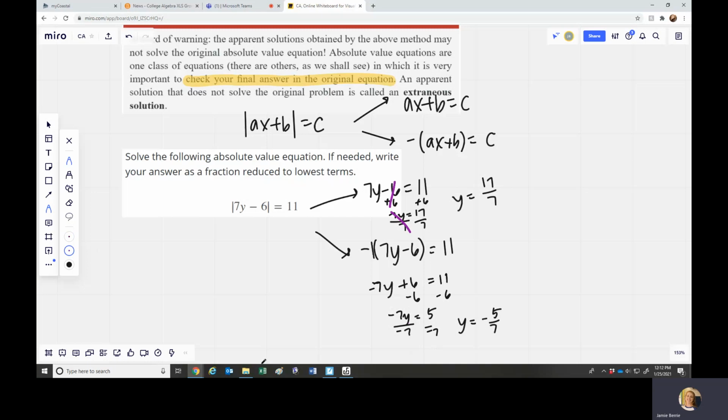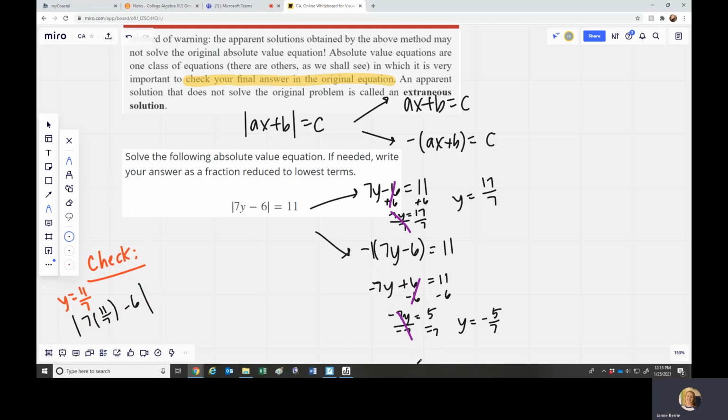So those are our two possible answer choices. And we're going to check both of those. So let's try y equals 11 over 7. Plug it into this equation. So absolute value of 7 times 11 over 7 minus 6. Let's find out what that's equal to and make sure it's equal to 11. If it's not equal to 11, we know that that is not our answer.